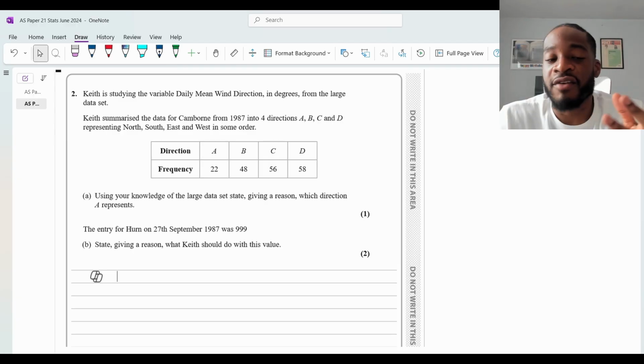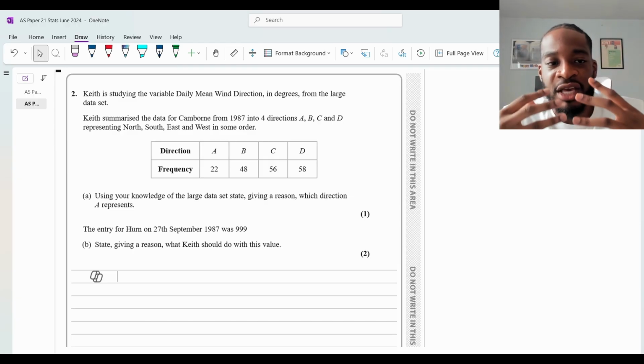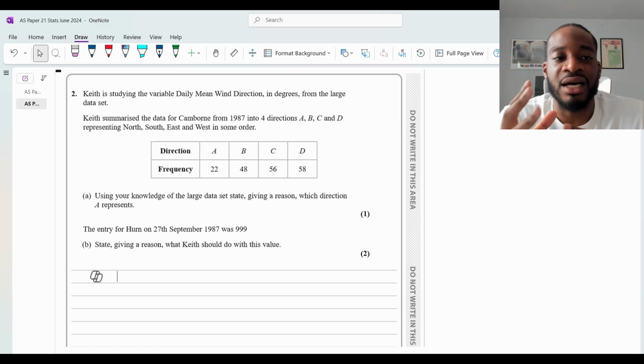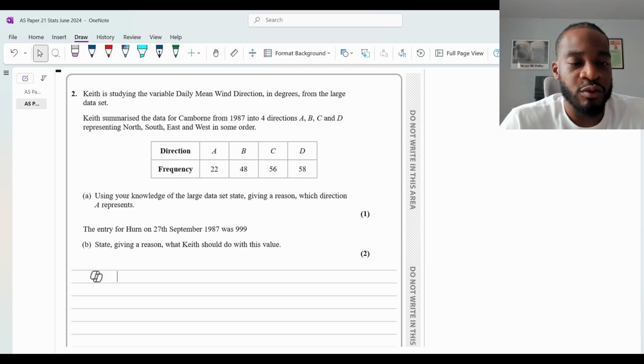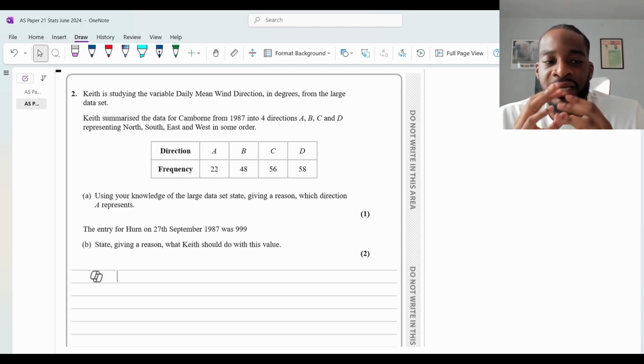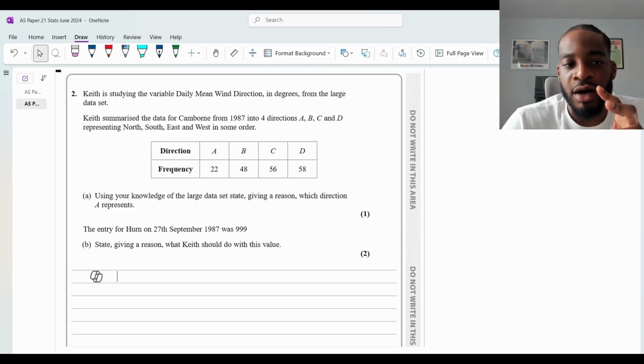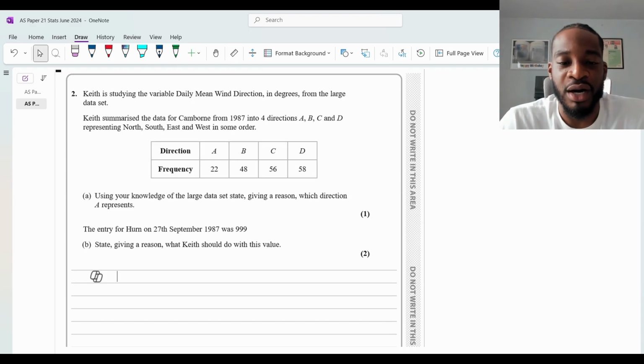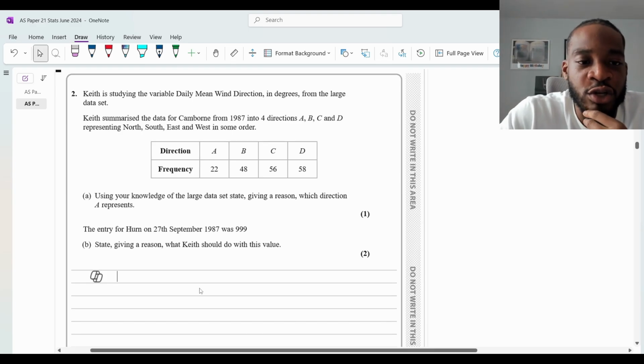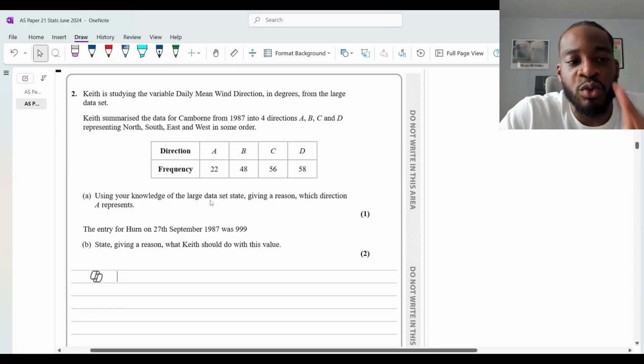Now, the large data set, everybody's favorite part of A-level maths. With this topic, essentially, they just want you to have a general understanding of these types of questions and the bits and bobs of the data. So what I'm going to do, which I did with the last walkthrough I did for the 2023 paper, is go through a bit of the data to answer the question. But obviously, you're not going to have the data in the exam, so I really don't know what they want you to do. But anyways, let's read the question again. Using your knowledge of the large data set, state, giving a reason, which direction A represents.